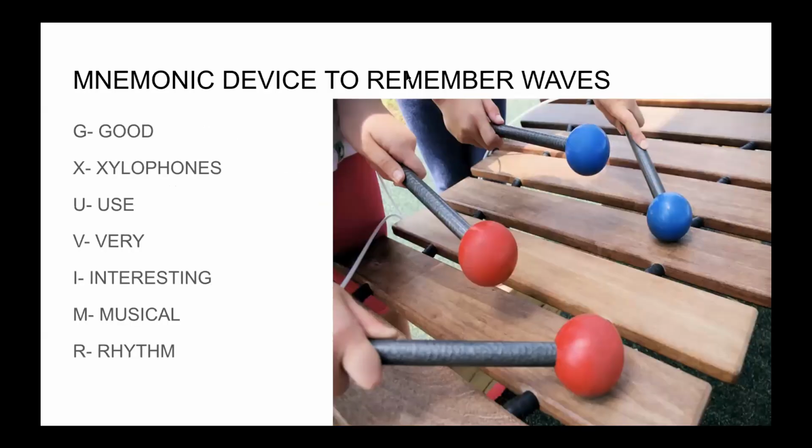So let's talk about a mnemonic device that will help us remember the waves in the order of their increasing wavelength. So we're going to start with something really tiny, gamma waves. So this is good. Xylophones use very interesting musical rhythm. And that's a very easy little mnemonic device to help you to remember those letters in the order.